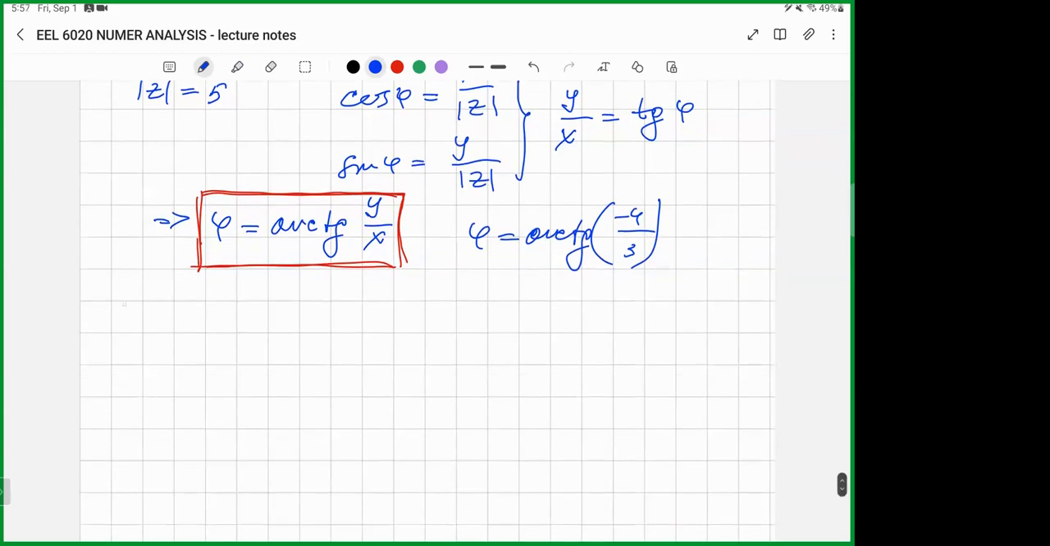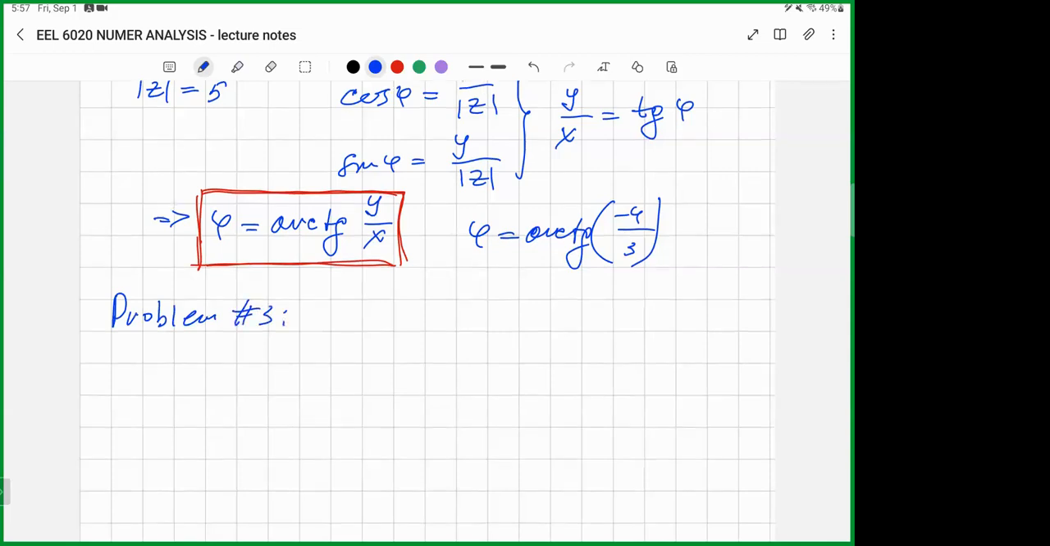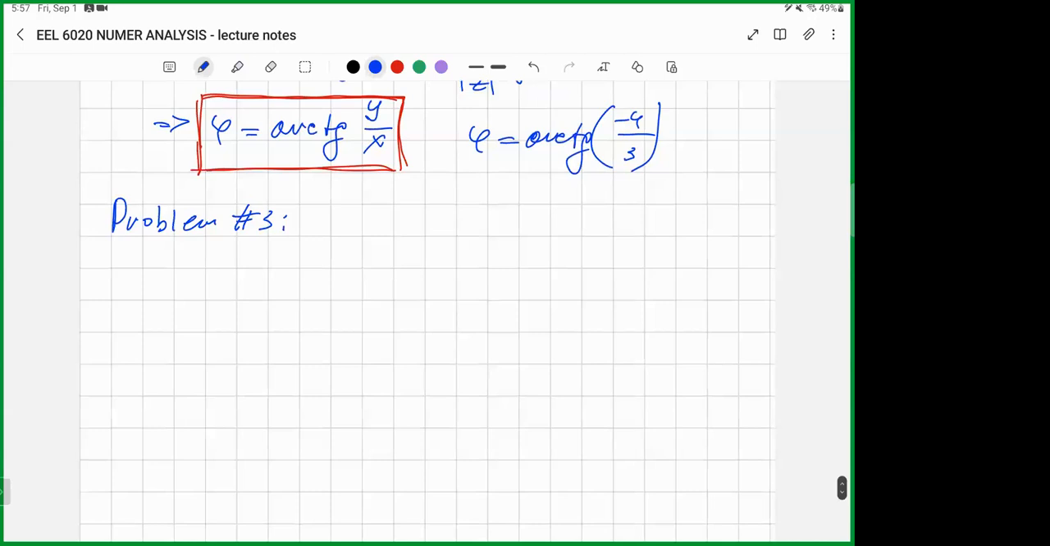All right, so next problem, number 3. Let's take a similar one from your homework. For example, this one, they compute the inner product of two complex vectors. But let's select other vectors. So the inner product, or dot product, of two vectors.